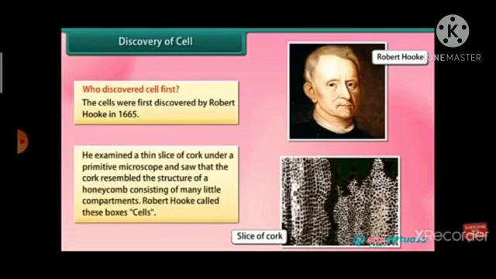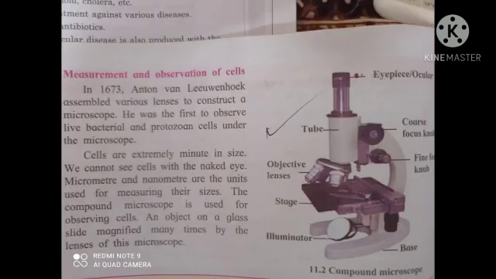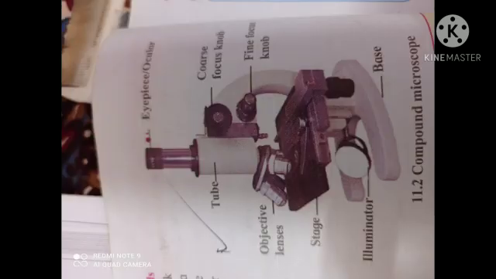This term is derived from the Latin word cella, which means small room. We have seen that cells are observed under a microscope, a compound microscope. But do you want to know who discovered the compound microscope? It was discovered in 1673 by Anton van Leeuwenhoek, who assembled various lenses to construct a microscope. He was the first to observe live bacteria and protozoan cells under the microscope.